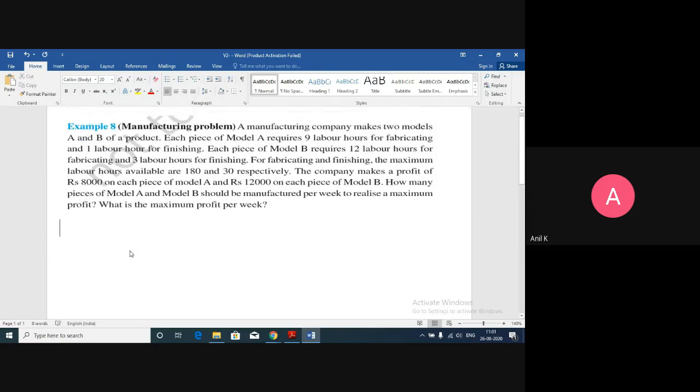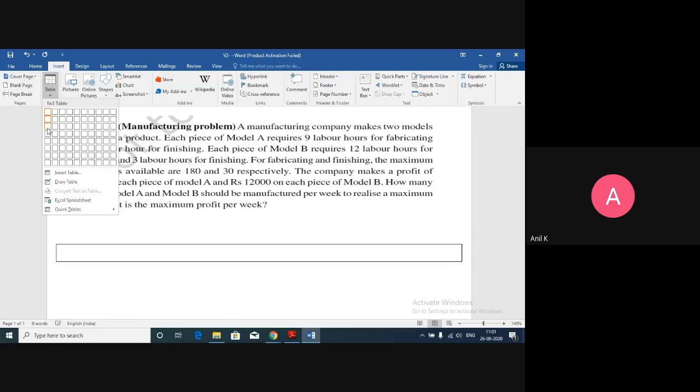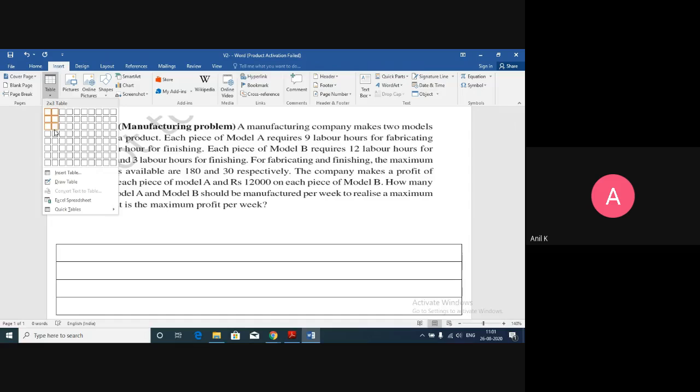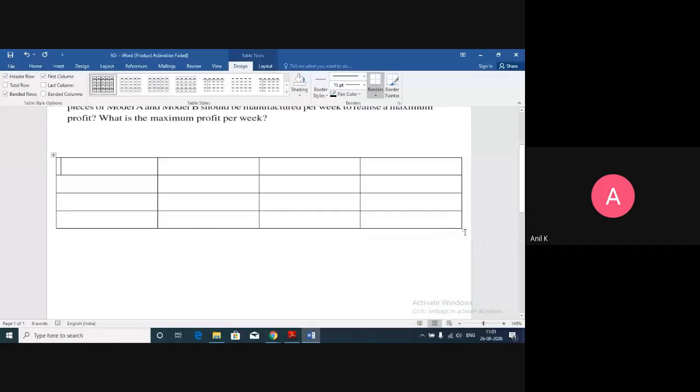So as we discussed, let's try to make the table. What are the things we have: model A and model B, fabricating time and finishing time. Let's see, one model A, model B, total cost. Okay, I think these many columns are enough.